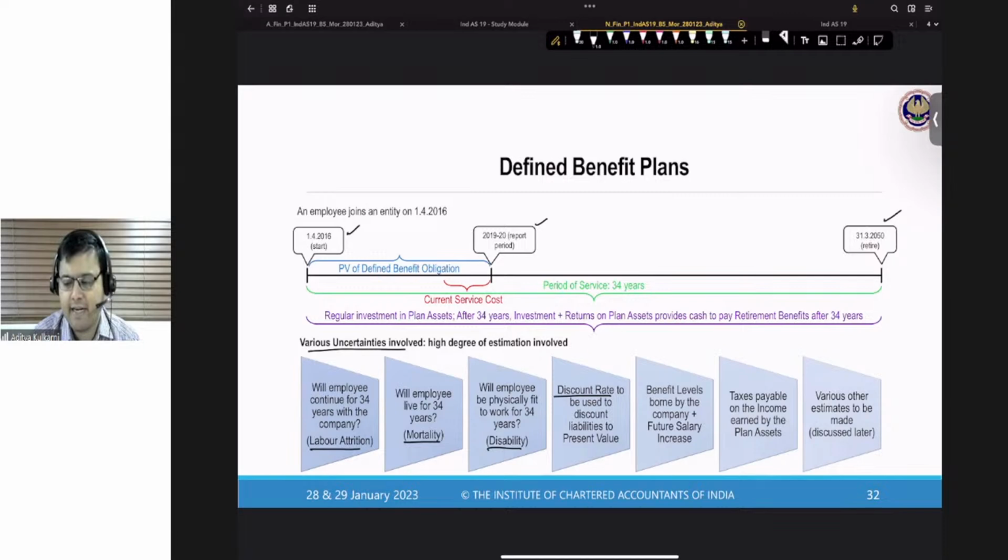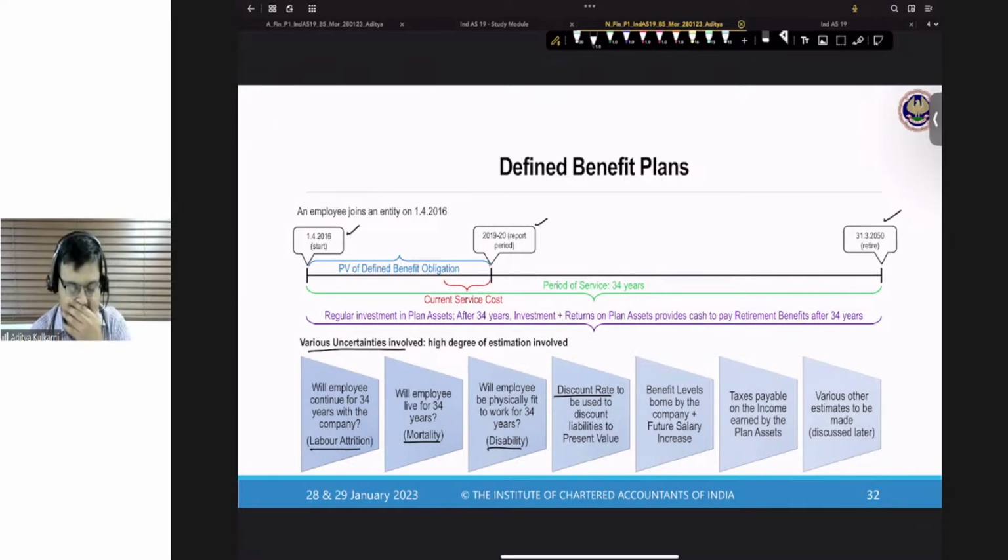So take a typical example. We had discussed this yesterday. Okay. So I'll just revisit it quickly. So take the case of an employee who has joined on 1st April 16, expected to retire 31st March 50. You are reporting for the year 2019-20, and you are having obligations like gratuity, pensions, etc. So this employee will remain for 34 years.